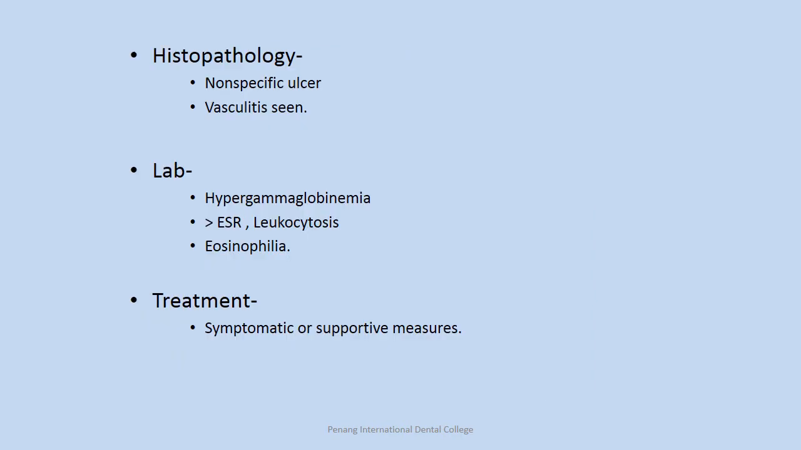Histopathologically, again, oral lesions show a non-specific ulcer. Typically, an additional feature that is seen histopathologically is vasculitis. That means inflammation around the blood vessels. The lab diagnosis, when done, shows hypergammaglobulinemia, increased ESR, leukocytosis, and eosinophilia. Treatment here is symptomatic or supportive in measure.